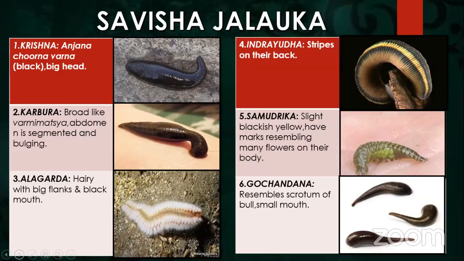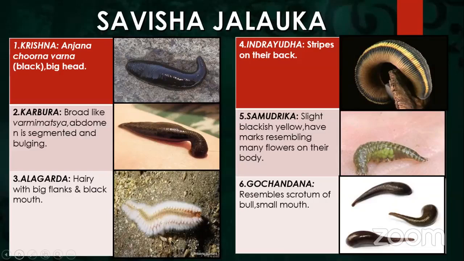First type, Krishna, tells you about the color of the leech, that is Anjana Churna Varna, black in color and big headed. Next one, Garbura. Garbura looks like Varmi Matsya. Varmi Matsya in the sense it's a type of fish. Matsya is fish. And its bodily features are abdomen is segmented and it is a bit bulging. So these are the characteristic features of Garbura type of Visha Jaloka.